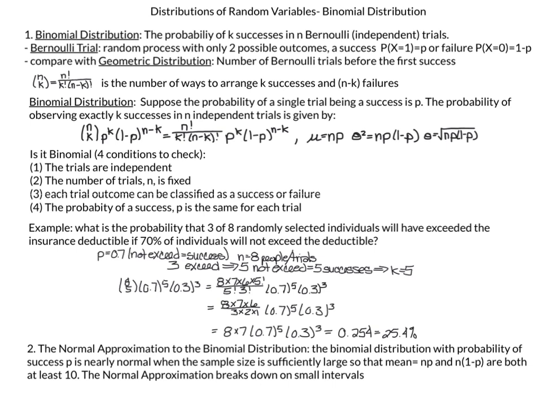25.4%. Finally, sometimes the normal distribution can approximate the binomial distribution. The binomial distribution with probability of success p is nearly normal when the sample size is sufficiently large such that the mean, np, and n times 1 minus p are both at least 10. The other thing that's important is that the interval you're looking at needs to be sufficiently large as well, and we will do a quick example of this. That concludes our overview, so we'll go back up and we'll start taking a closer look at the binomial distribution.